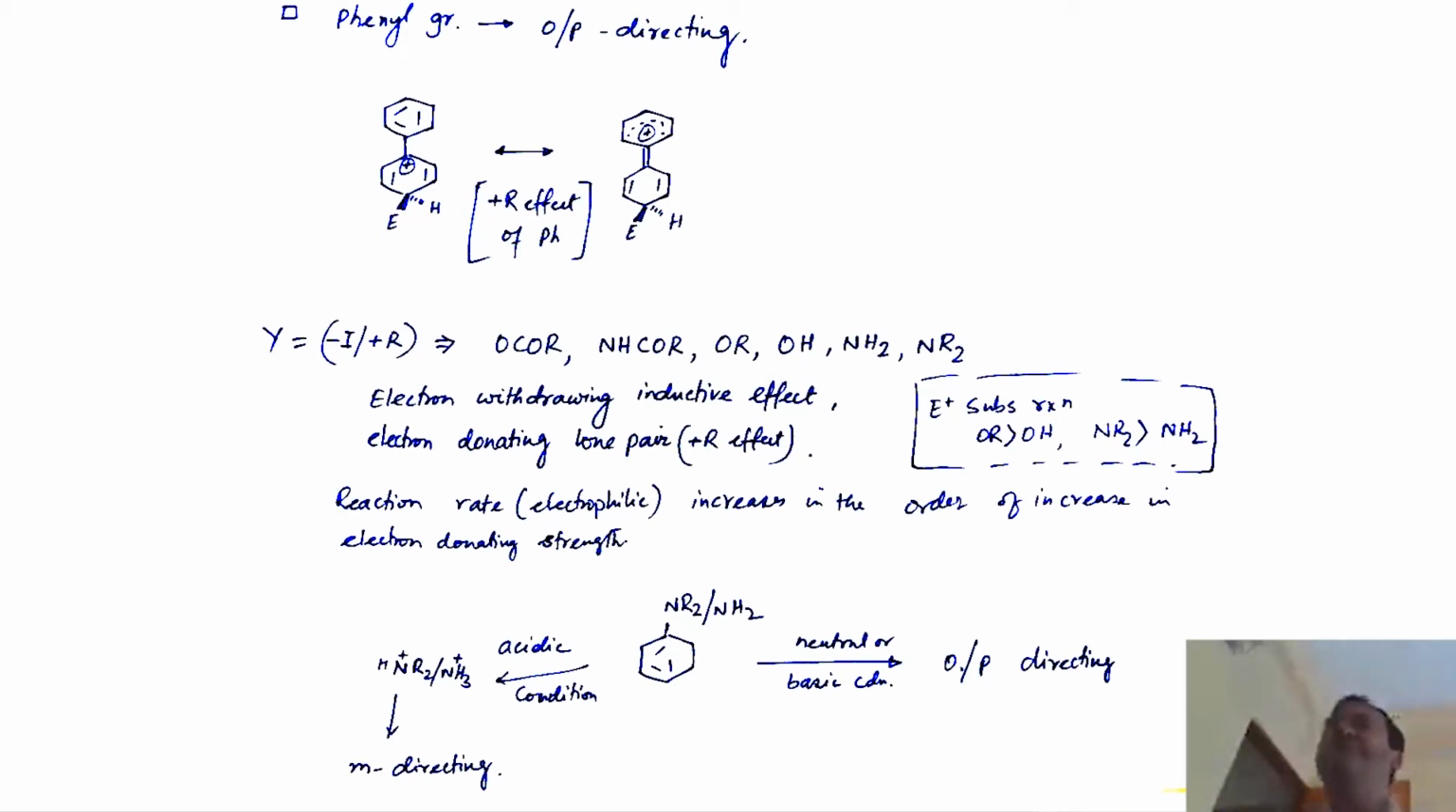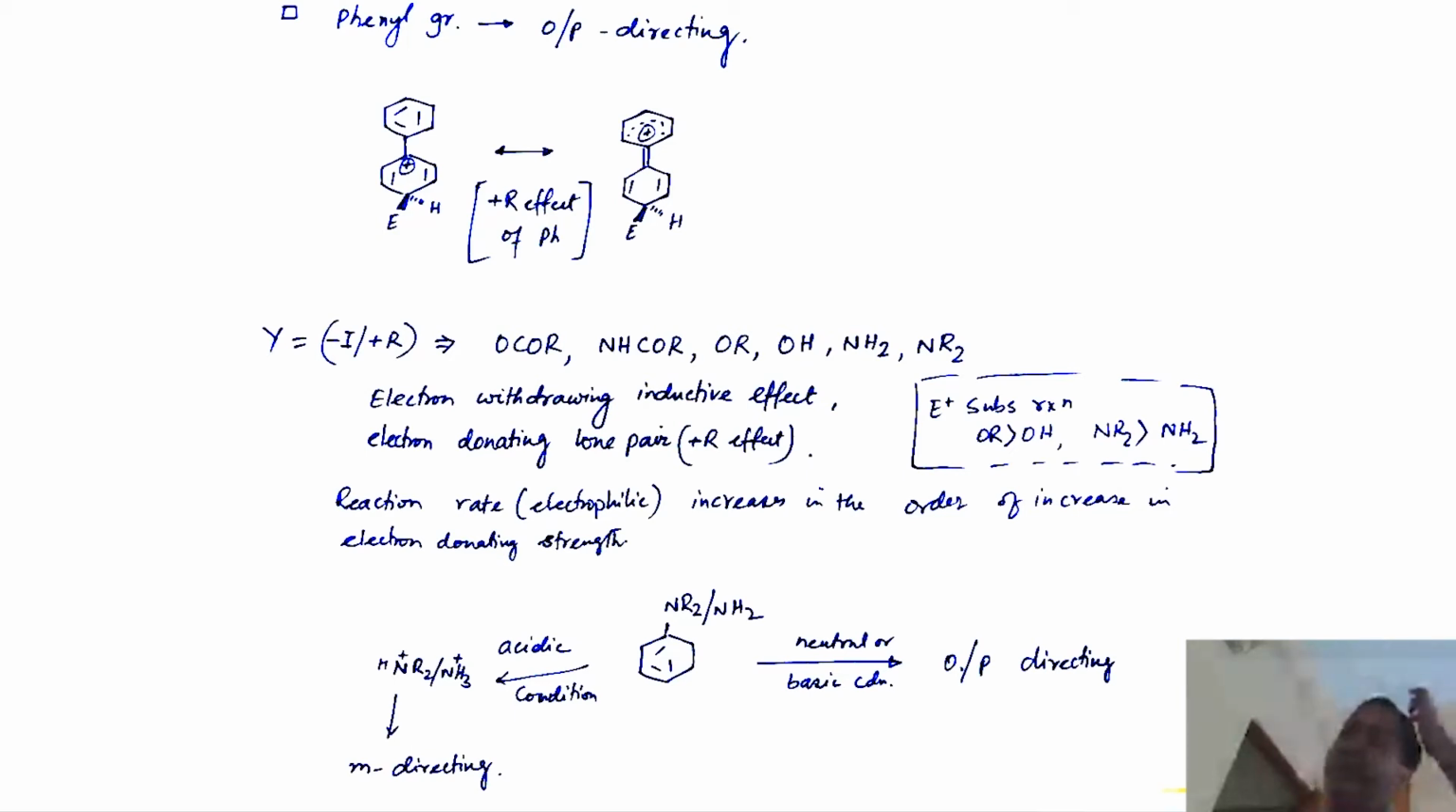Sometimes it misleads many students: when you have been given an amine, say NR2 or NH2, what would be the reaction when you add some electrophile in acidic condition and in basic condition? It is very interesting, because in basic condition your NH2 or NR2 remains as it is. So these lone pairs are available. They can donate the lone pair to the system, so this system becomes electron rich and leads to ortho-para orientation.